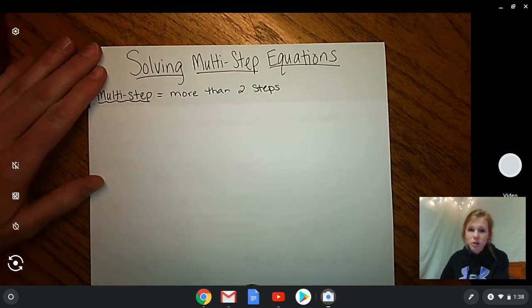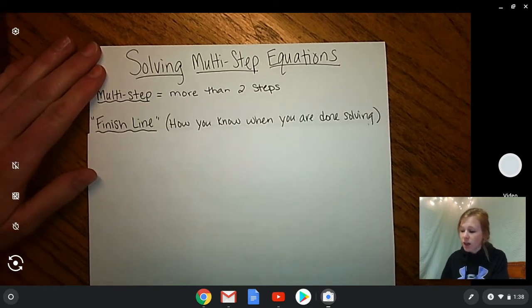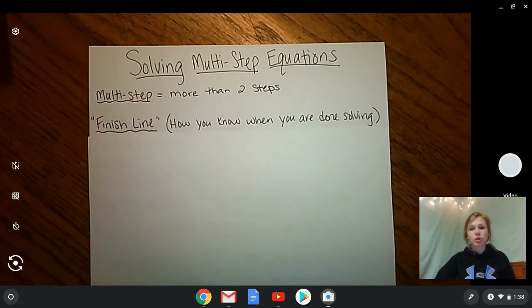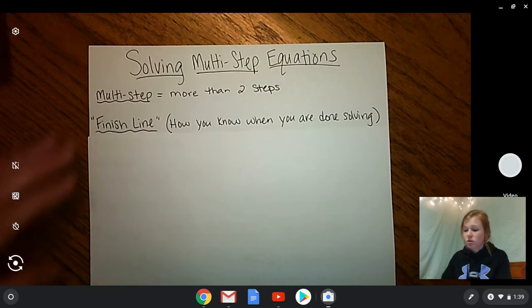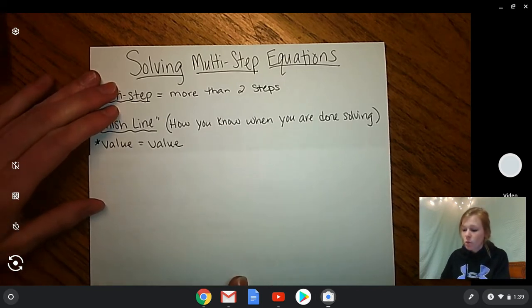The next thing that I want to talk about are the different types of solutions to the problem that you could get. So I'm going to call this our finish line, is how you know when you're done solving. Like, what do you look for? How do you know when you're done solving the problem? I've seen lots of papers where students thought they were done, but they weren't, and they still had a couple steps to go. With multi-steps, you don't know how many steps it's going to take. Each problem is different.